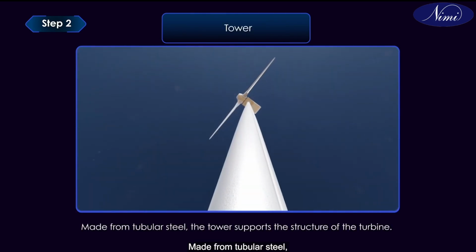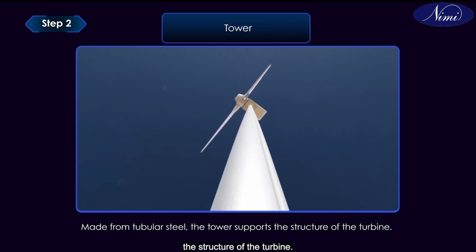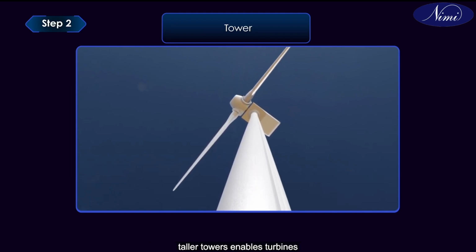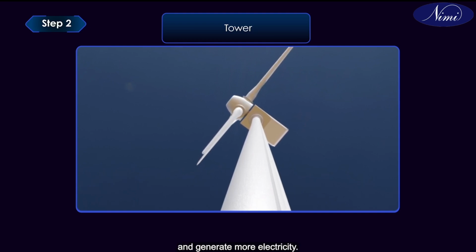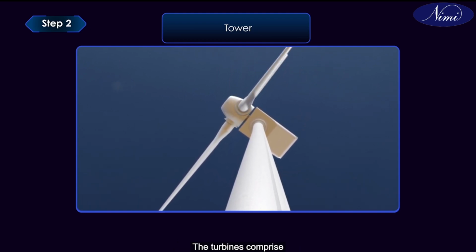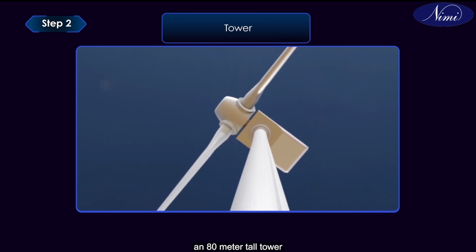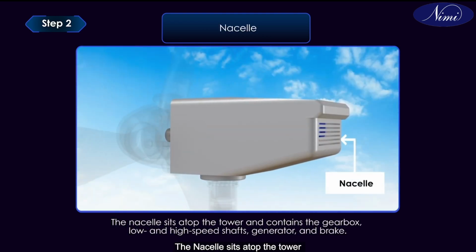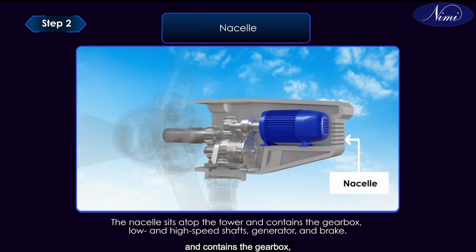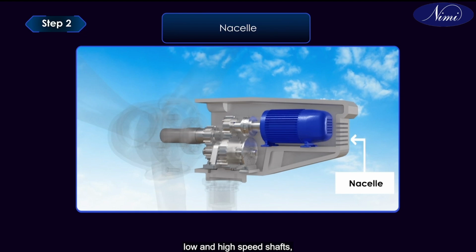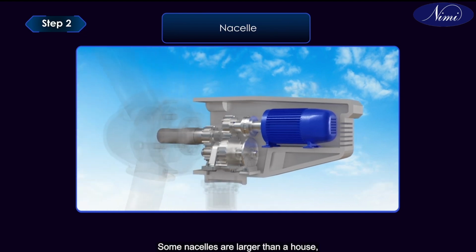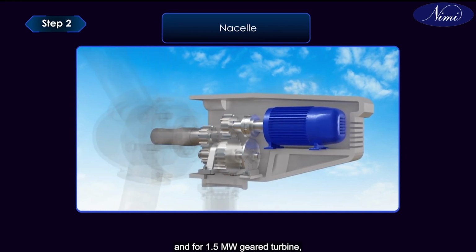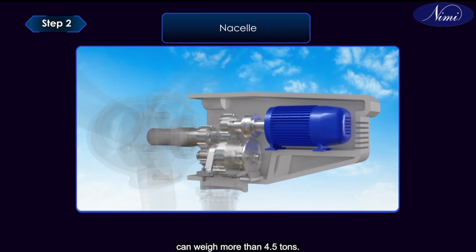Tower. Made from tubular steel, the tower supports the structure of the turbine. Because wind speed increases with height, taller towers enable turbines to capture more energy and generate more electricity. The turbines comprise an 80-meter tall tower and 35.5-meter long blades. Nacelle. The nacelle sits atop the tower and contains the gearbox, low and high speed shafts, generator and brake. Some nacelles are larger than a house, and for a 1.5 megawatt turbine can weigh more than 4.5 tons.